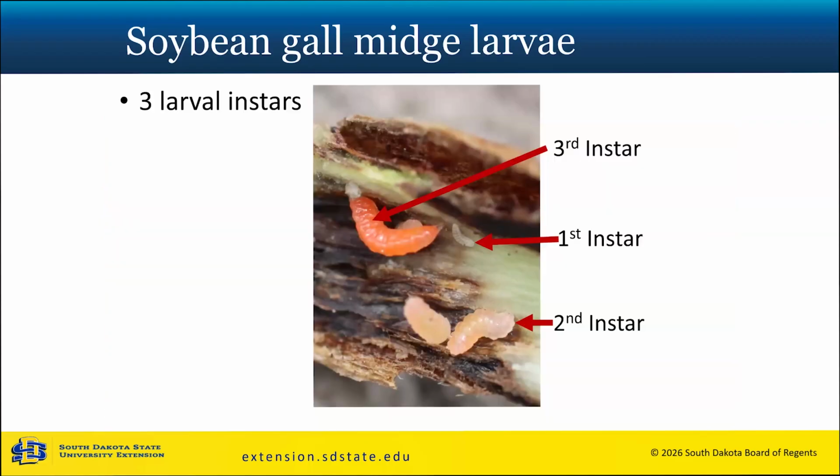Here's a better picture of those three instars. The first instar is where they first appear, very tiny, very hard to see. The second instar, they start gaining fire red orange coloration. And then the third instar, as you can see, has that coloration. Again, in the background, you can see the dark brown discoloration on the stem caused by the gall midge.